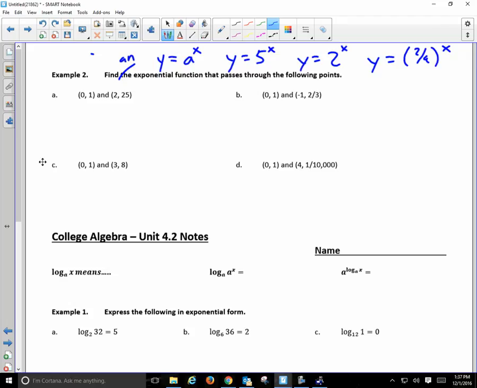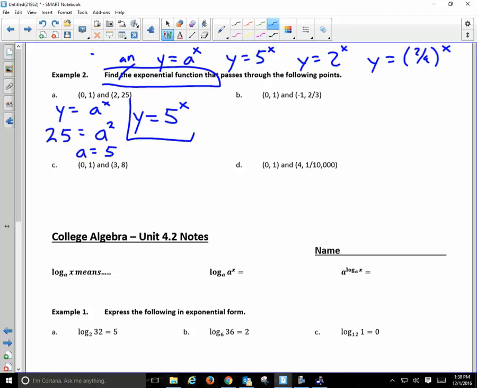We want to know what that a value is that satisfies these coordinates. So I have to figure out what it is. So y is equal to a to the x. My y value is 25, and my x value is 2. So what number do you square to get 25? You square 5. And so therefore, a is 5. Now, if you write a is 5 on your test, it won't give you credit because it says find the exponential function. That's not an exponential function. The exponential function is y equals 5 to the x power. That's what I want to see.